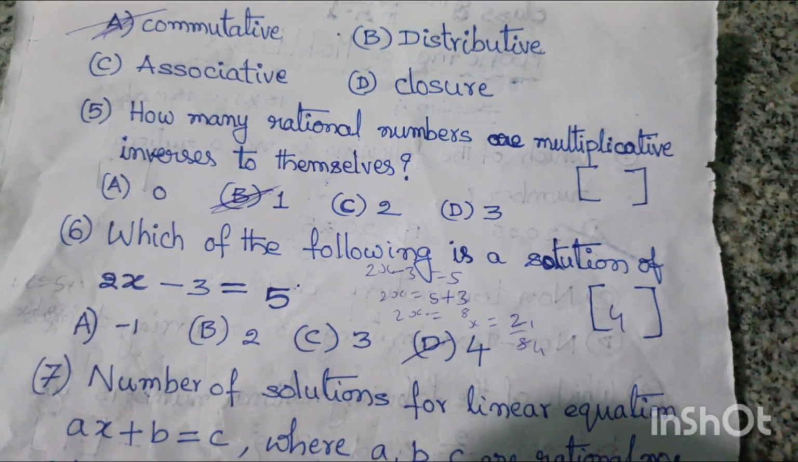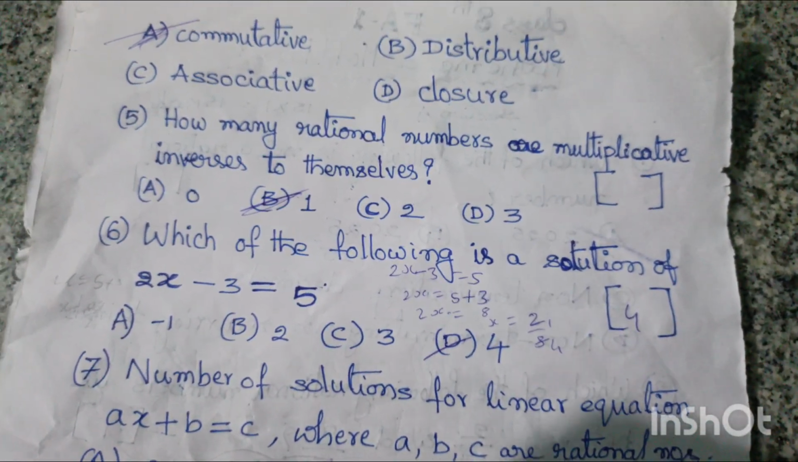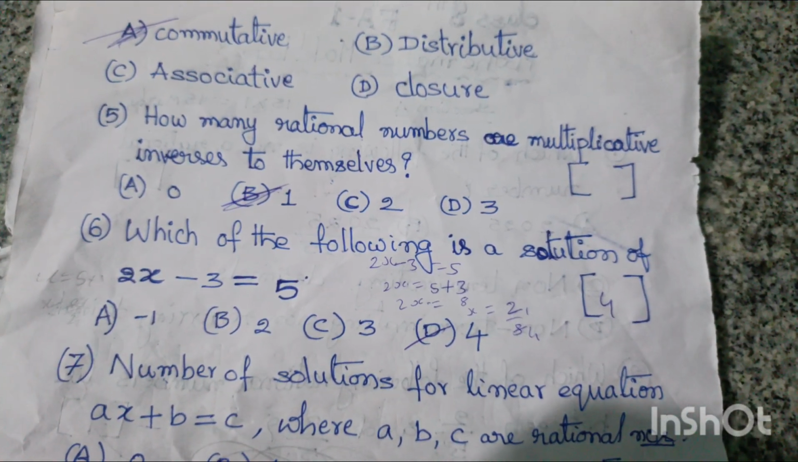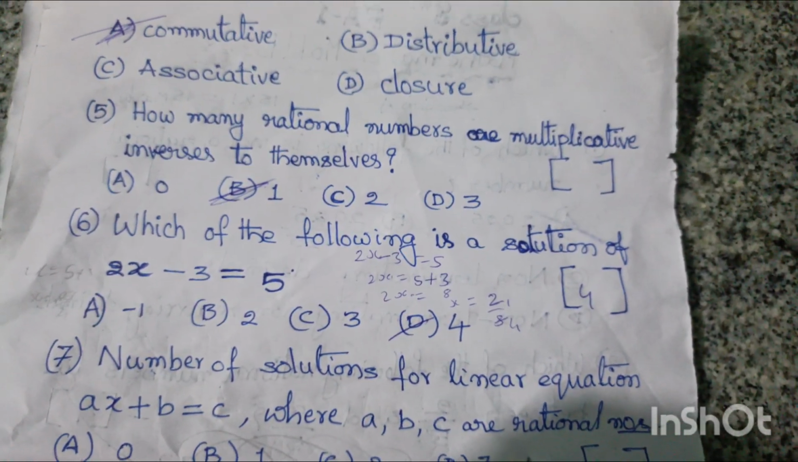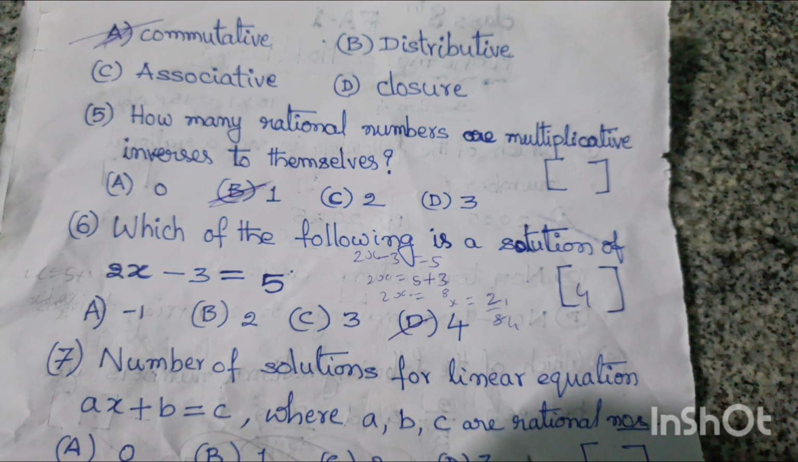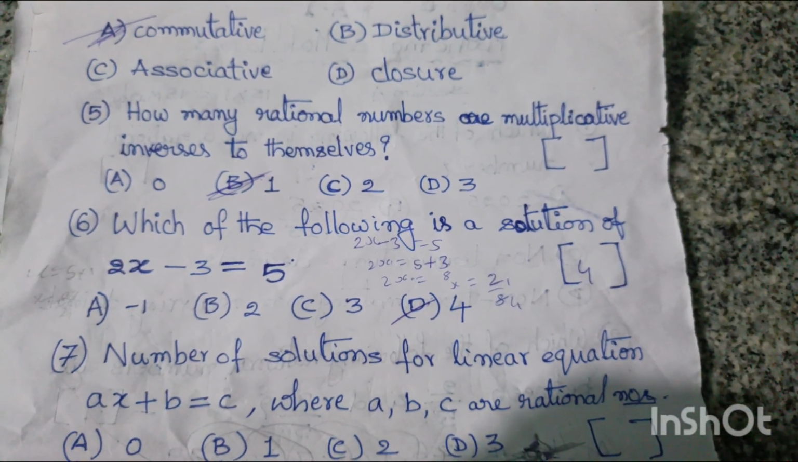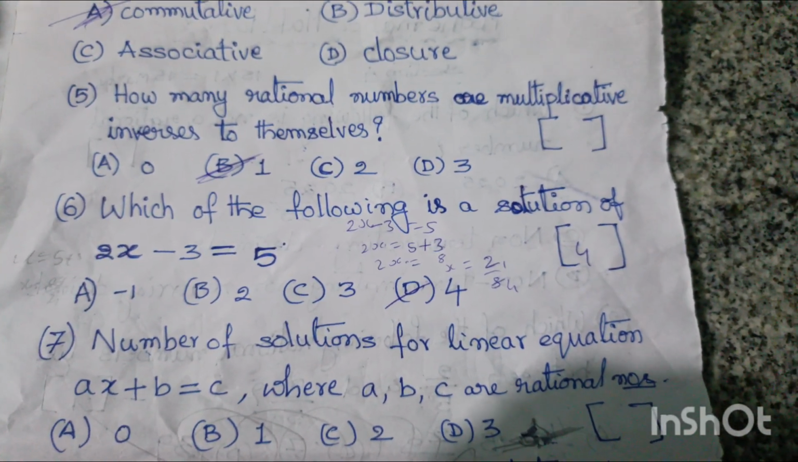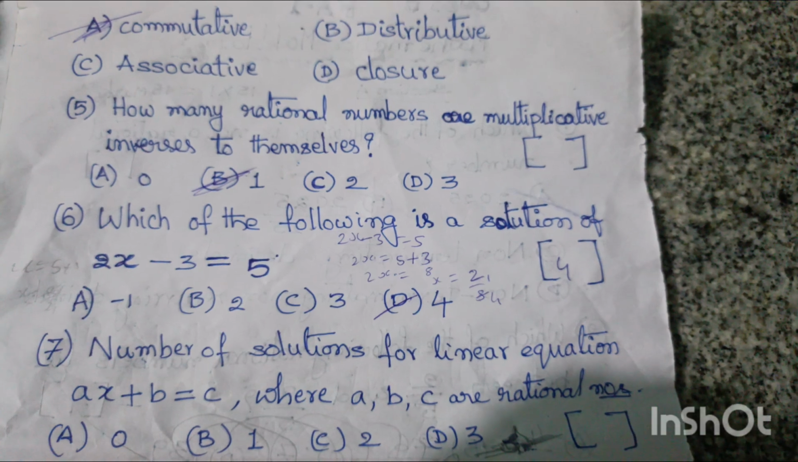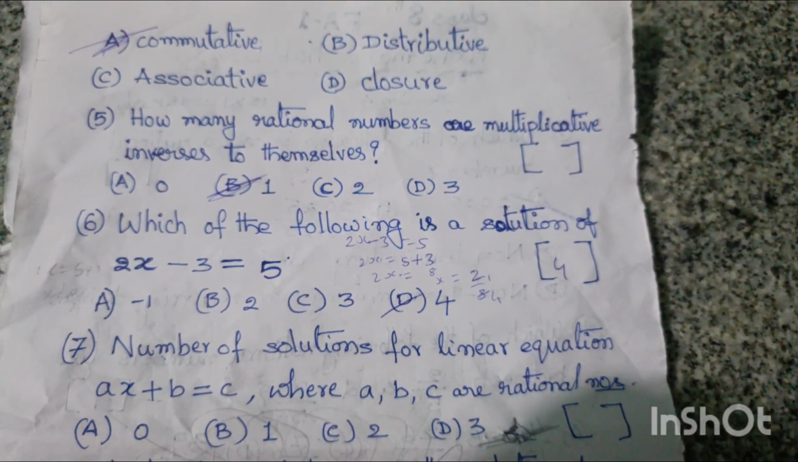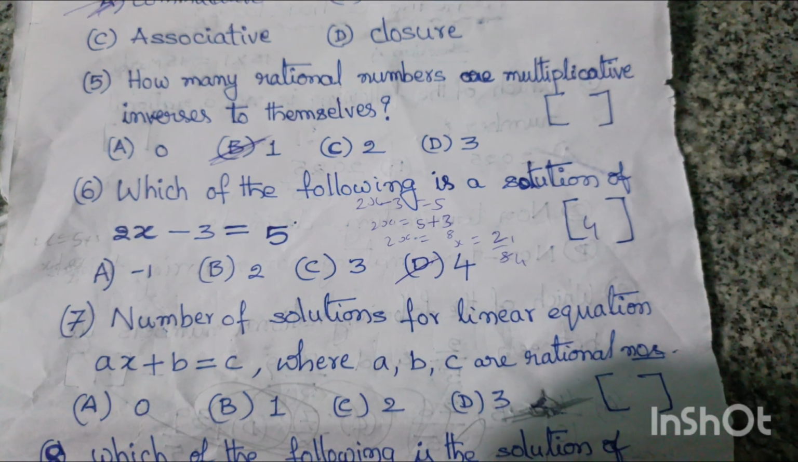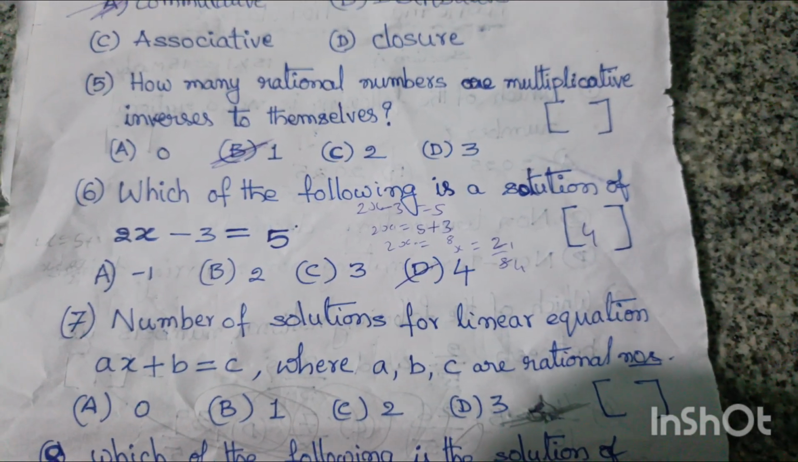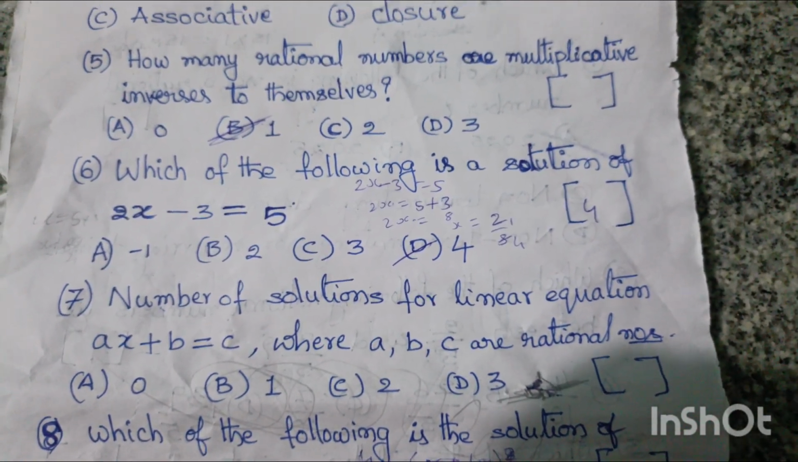Now question number 5. How many rational numbers are multiplicative inverses to themselves? There are two rational numbers, 1 and minus 1. So 1 and minus 1 are multiplicative inverses to themselves. So option C is the right answer. Here someone has ticked option B. That's not correct. C is the right answer, that means two numbers are there.